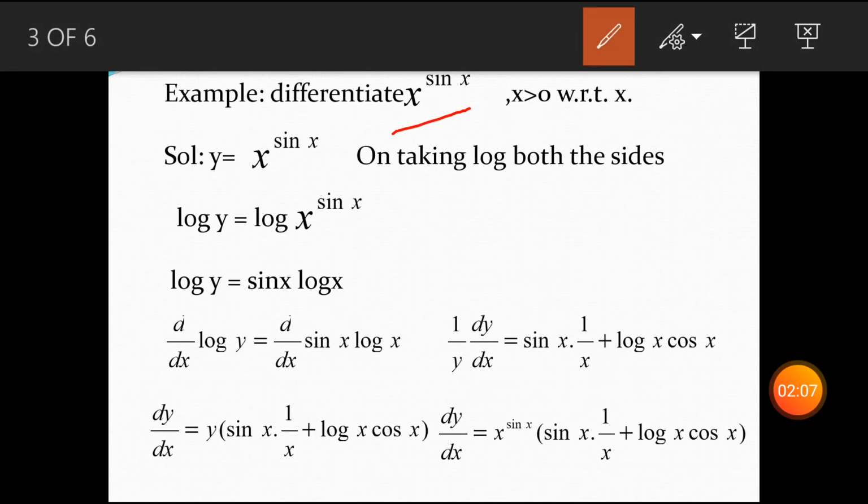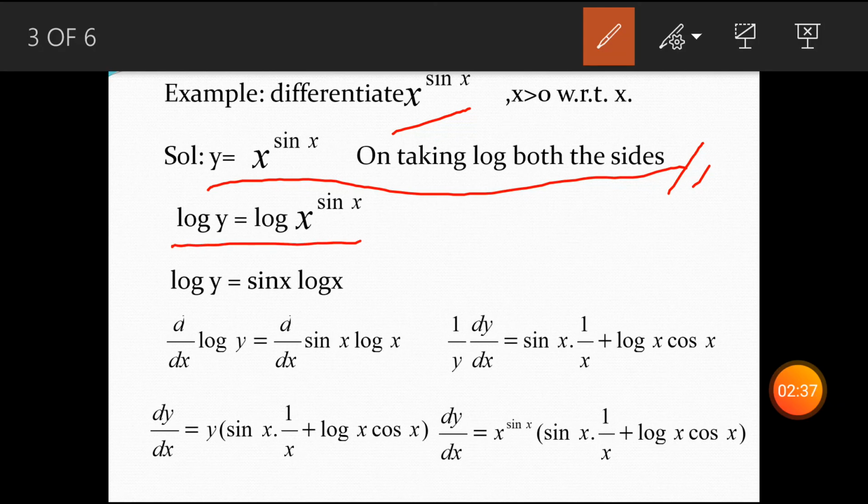Differentiate x to the power sin x, for x greater than 0, with respect to x. x to the power sin x is obviously a function to the power of a function. So obviously I was talking about that sort of function. If this is the case, then we have a different approach to solve. How to solve? The first thing, as it is given, is y equals x to the power sin x. On taking log both sides, log y equals log of x to the power sin x.